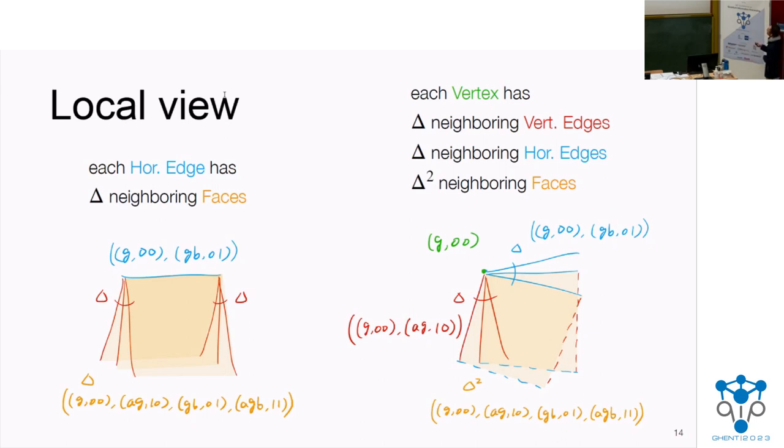Okay, and then if you instead look at a vertex, then it's connected to like delta vertical edges and then delta horizontal edges. So each pair of horizontal and vertical edges forms a square. So that gives you delta faces. And this local view is actually very important for the construction of Tanner codes, and is essentially why we need this graph.